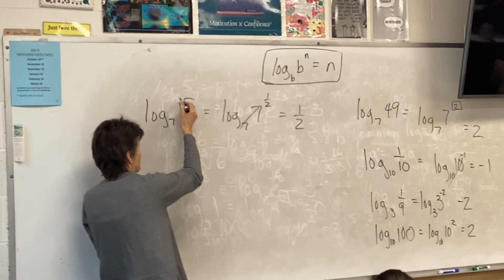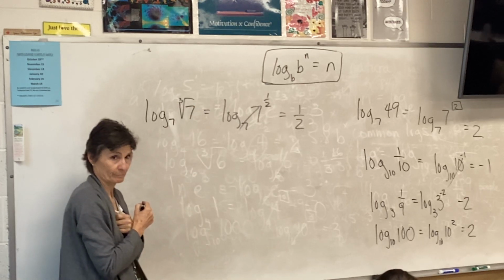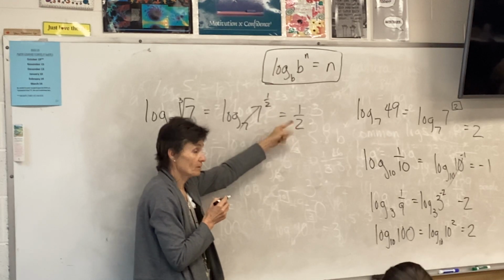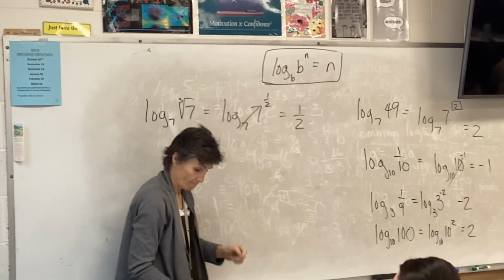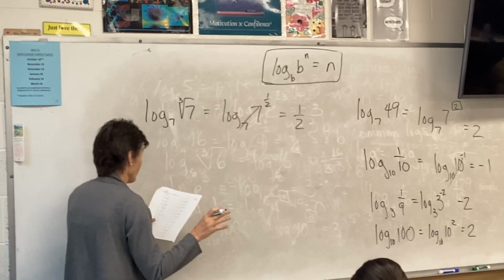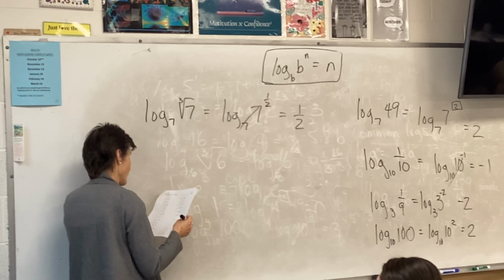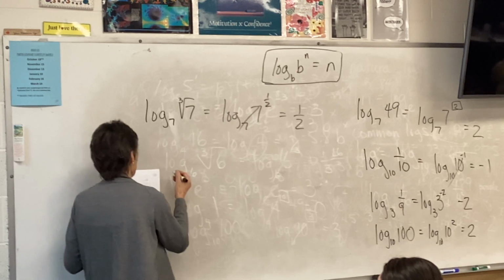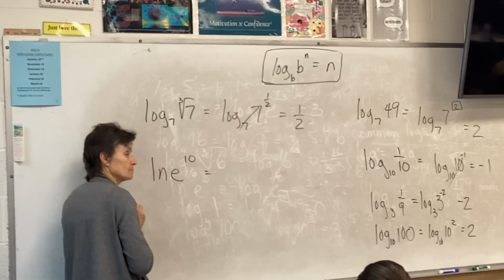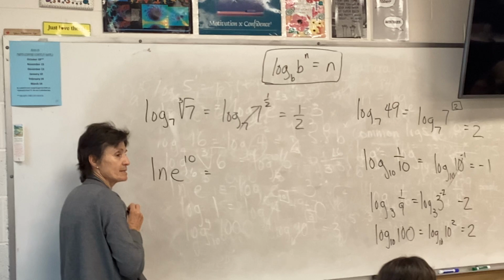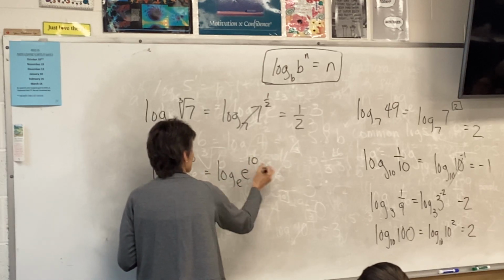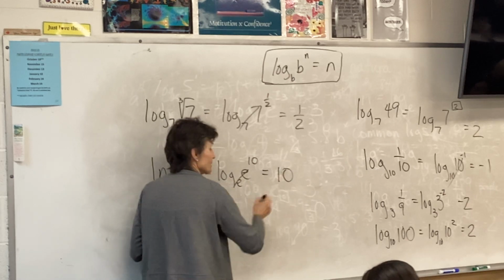What if this had been a cube root? Then it'd be 1 over 3. The answer would be 1/3. All right, a couple more, then we'll pause a minute and look at some homework problems. All right, ln e to the 10th. Easy peasy, equals 10. Log base e of e to the 10th, the answer is just going to be 10.